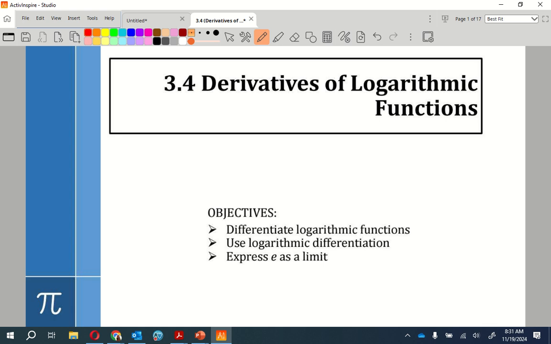All right. So, derivatives of logarithmic functions. This is usually the bane of most people's existence because they hate logs. Now, I agree. They kind of suck.